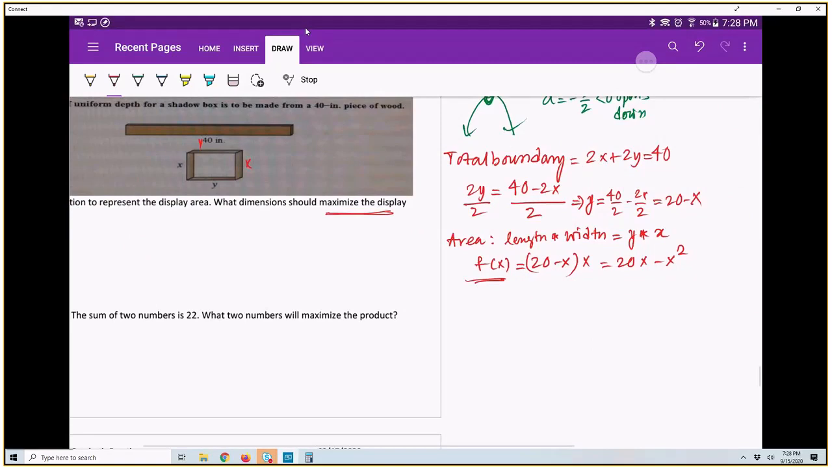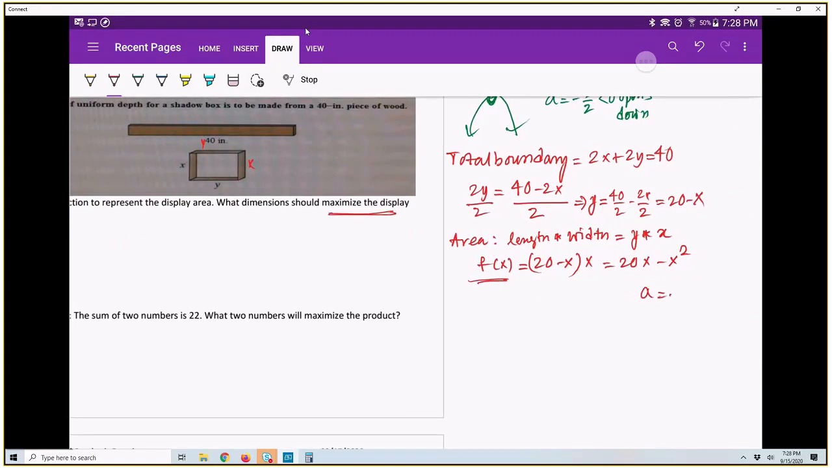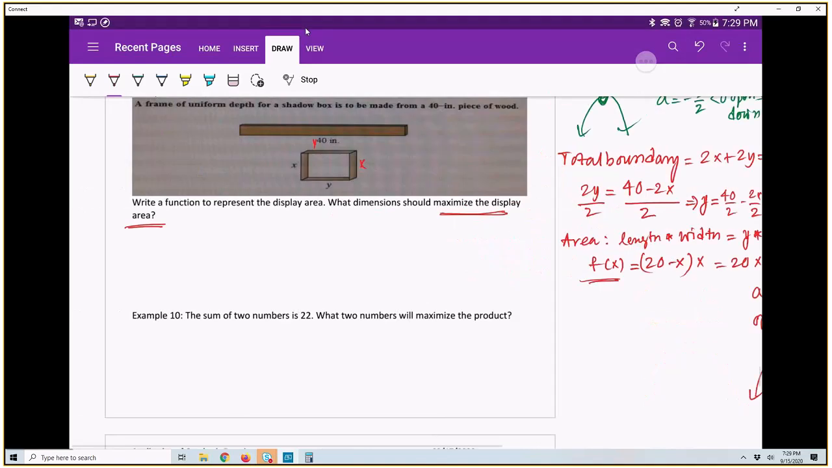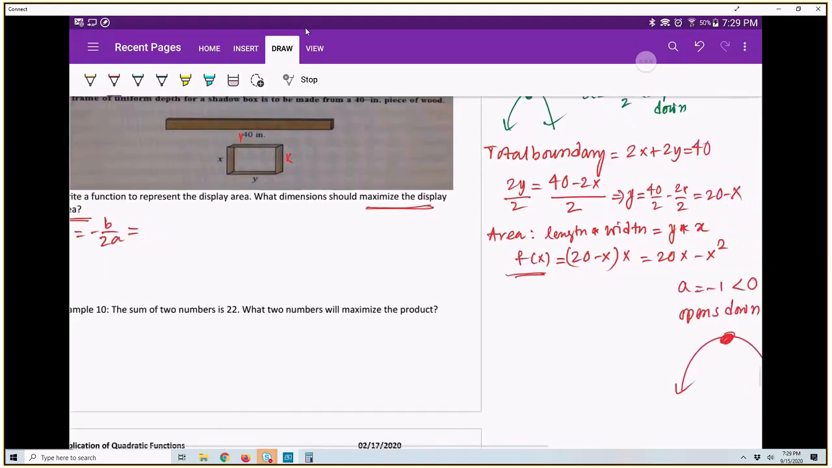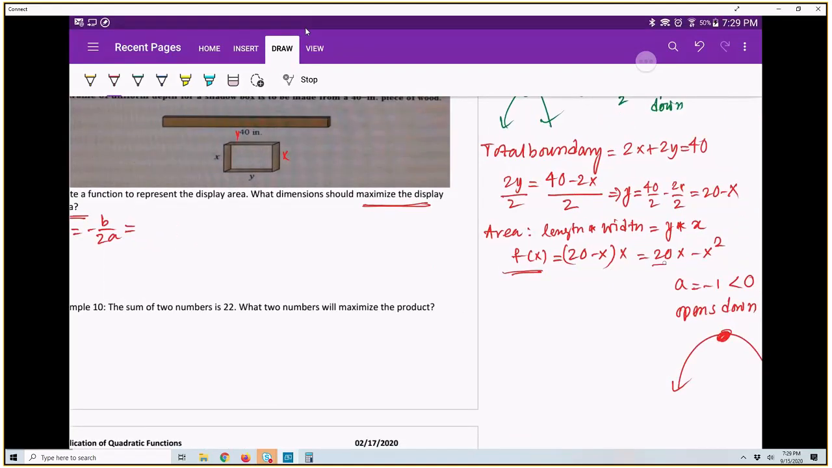Think about the function. It is a parabola with a equal to -1, which is less than 0. So it opens down. That means I will get the maximum automatically if I find the vertex of this parabola. Okay, so we're going to find out h. That should be minus b over 2a. b in this problem is 20.